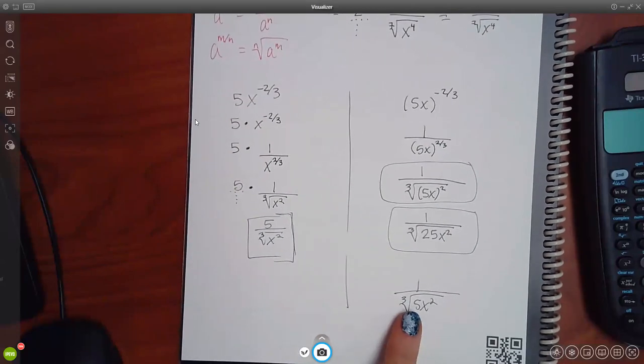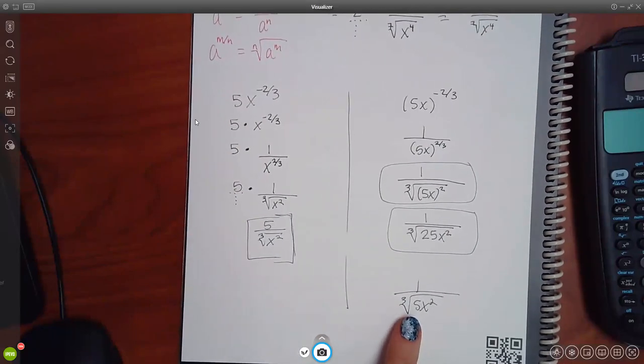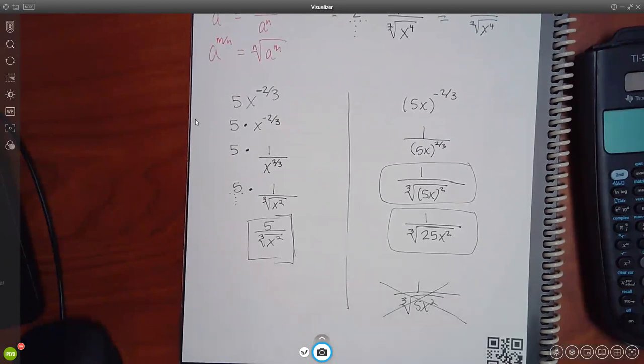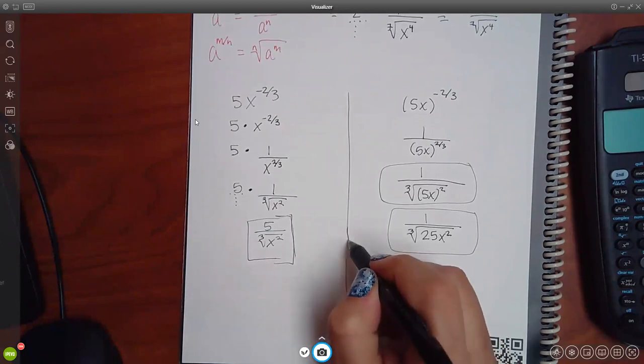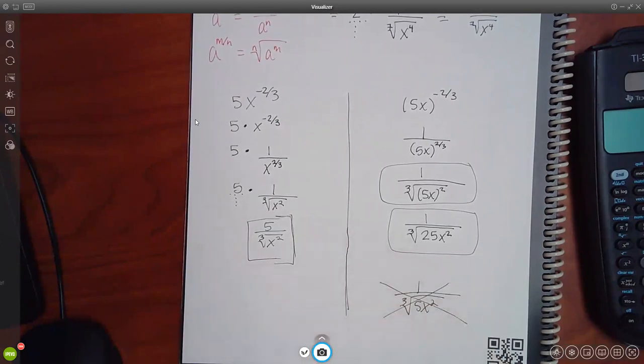This one down here is wrong, right? Because here the square only applies to the x. It doesn't apply to 5, right? So this one is the bad guy. Good, good, good. Any other ones?